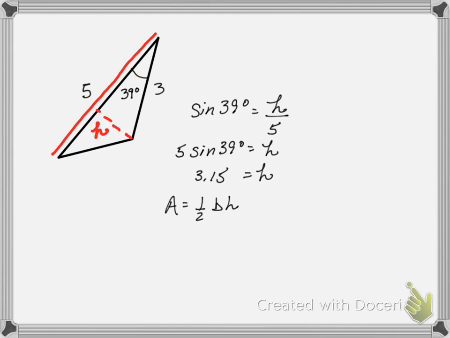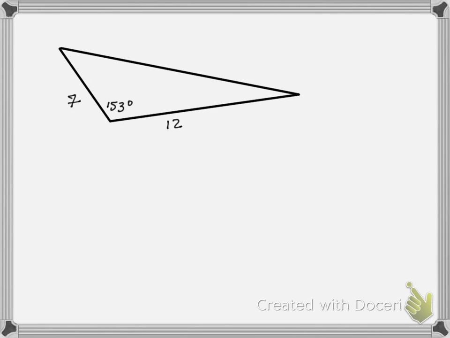And then the area is equal to 1/2 base times height, which is 1/2, base is 5 and the height is 3.15, and then we can multiply that and get 7.9. Okay, let's just look at one more here. This one is a little bit trickier.